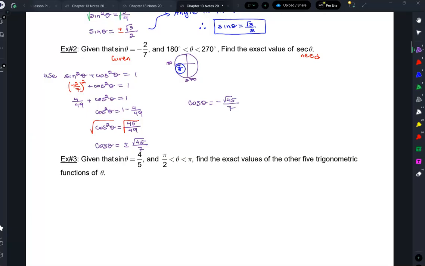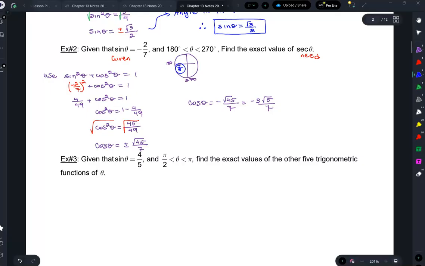Okay, can root 45 be simplified? Oh, you are so sure about that, huh? You want to reconsider that answer? So 45 is what times 5? 9 times 5. So this is negative 3 root 5 over 7. That's great, but not what we're looking for, right?